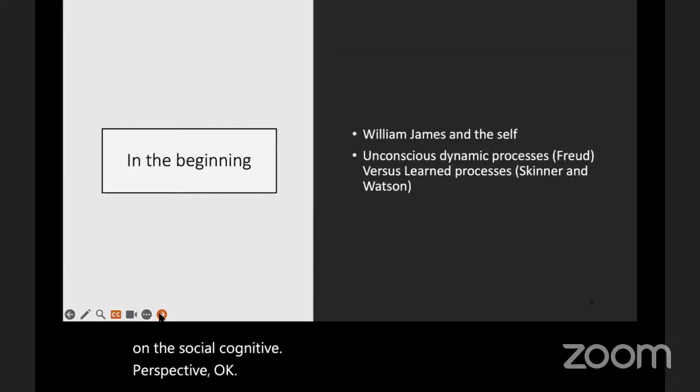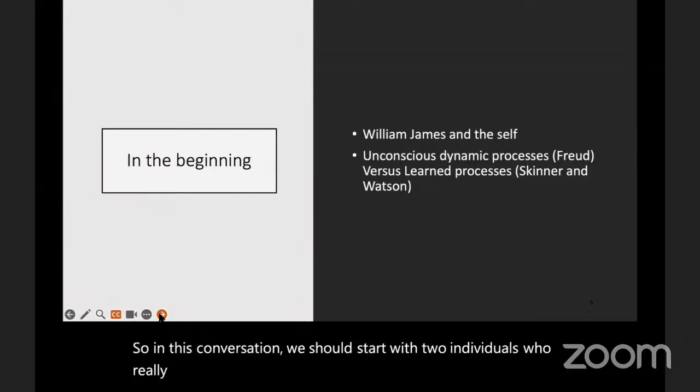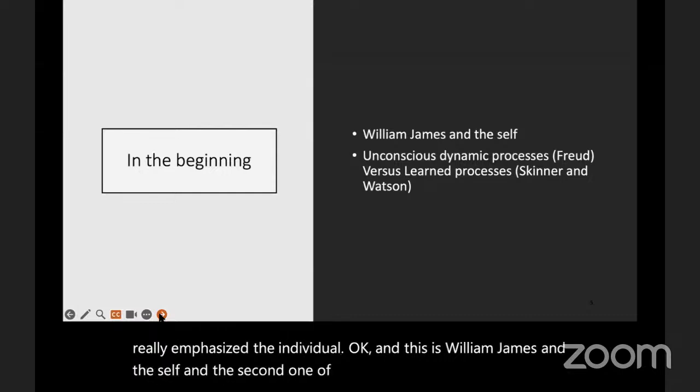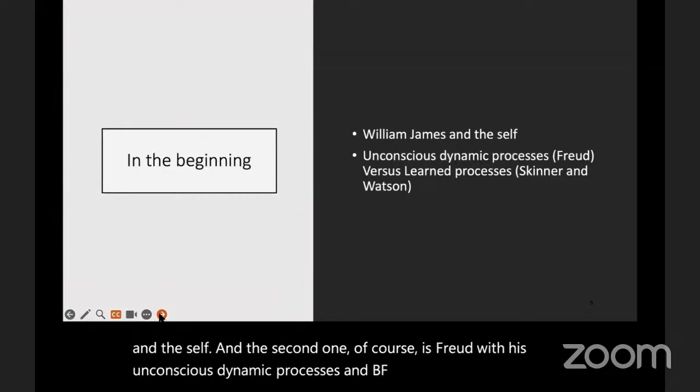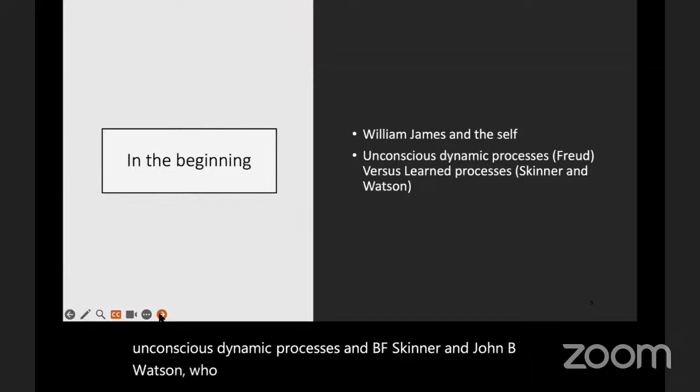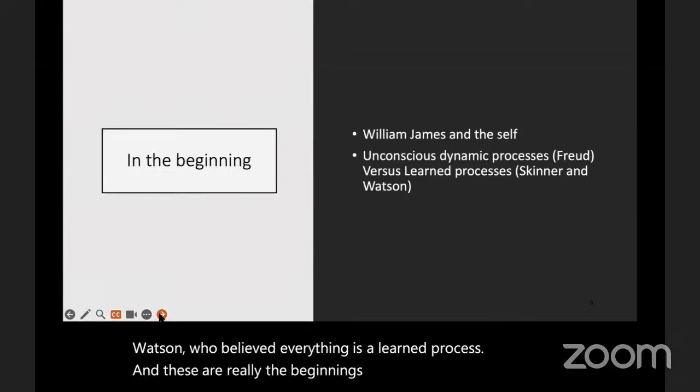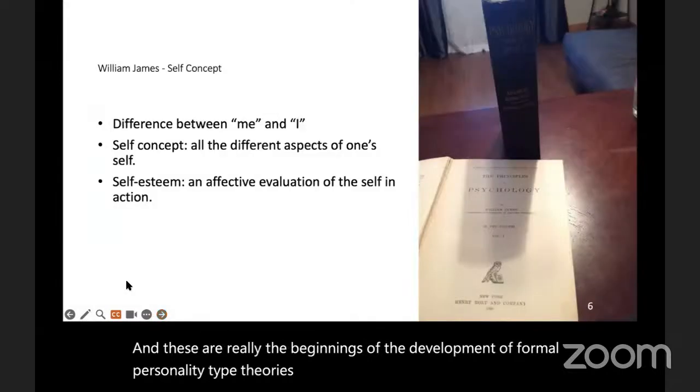So in this conversation, we should start with two individuals who really emphasized the individual. Okay, and this is William James and the self, and the second one, of course, is Freud with his unconscious dynamic processes, and B.F. Skinner and John B. Watson, who believed everything is a learned process. Okay. And these are really the beginnings of the development of formal personality type theories. Okay. But let's start with William James.